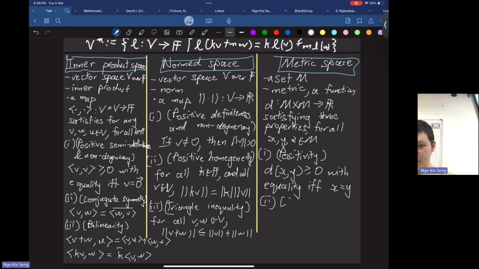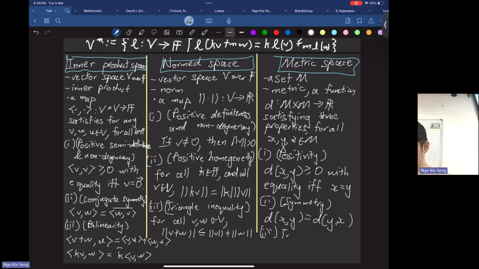Okay, second, symmetry. Symmetry. So if I measure from x to y, it should be the same as when I measure from y to x. Okay, so it's not a displacement thing. Correct. It's a distance.